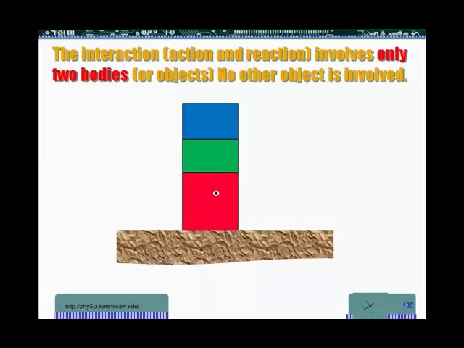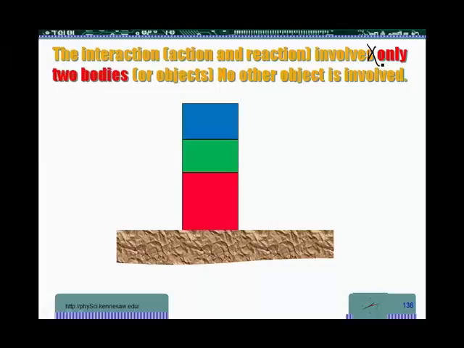Okay, now the next qualifier: the interaction, action and reaction, involve only two bodies. No other object is involved.